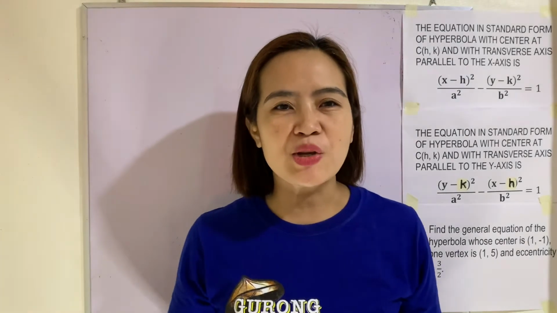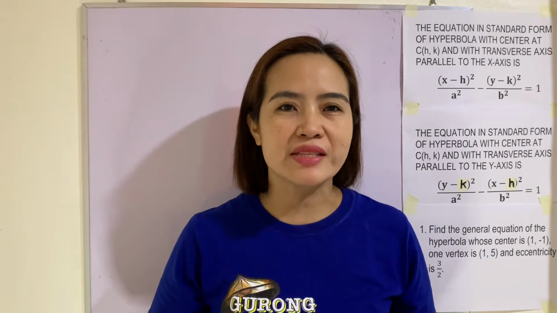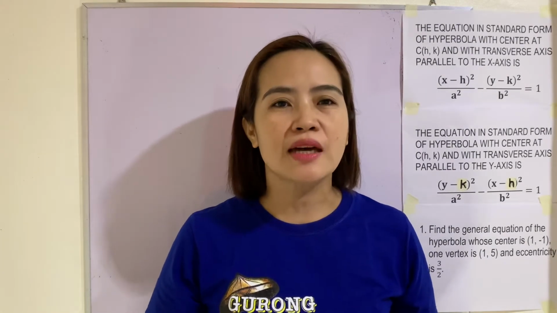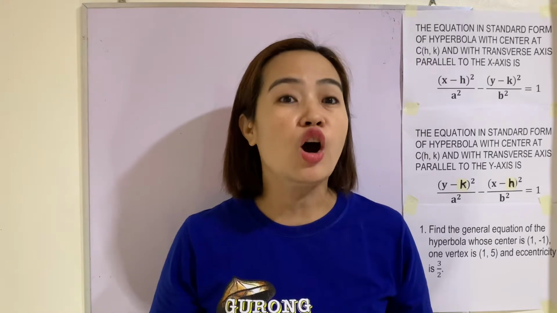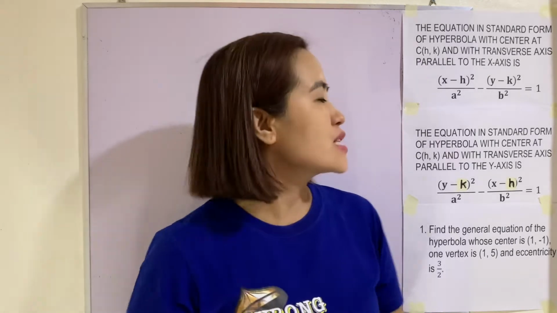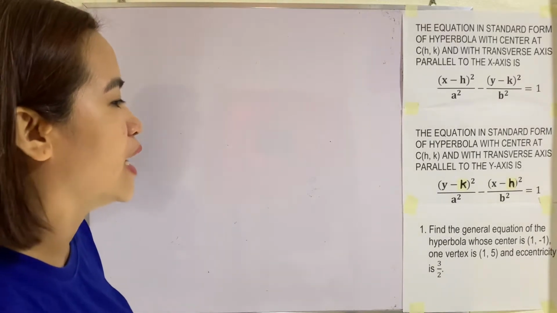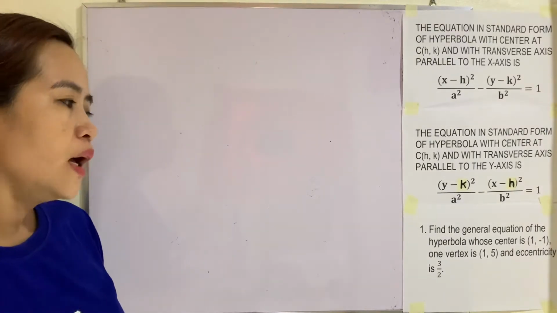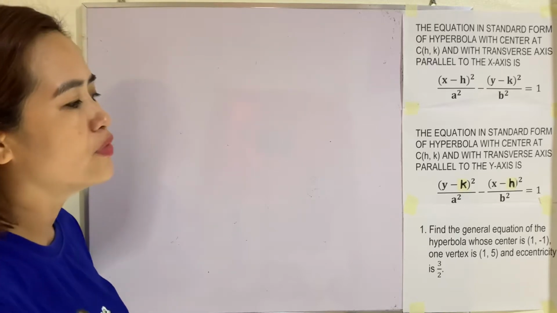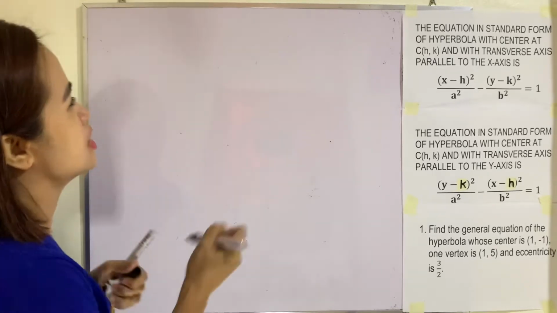Everyone, in this session, our most essential learning competency is determining the standard and general equation of a hyperbola. Example 1. Find the general equation of the hyperbola whose center is (1, -1), and one vertex is (1, 5), and eccentricity is 3/2.